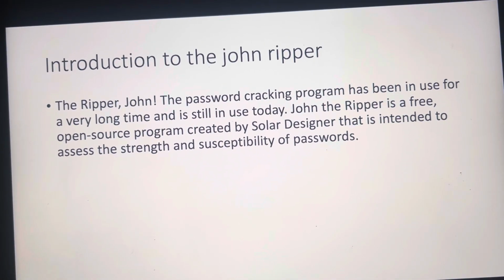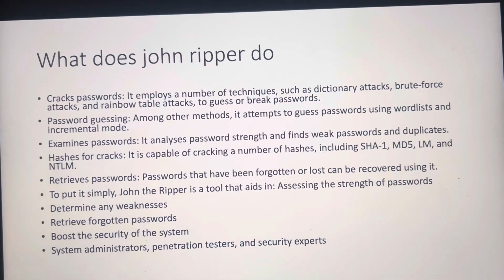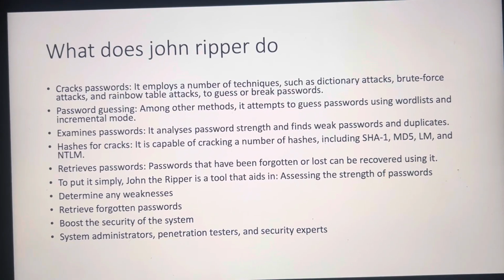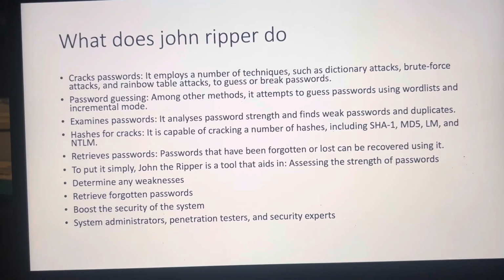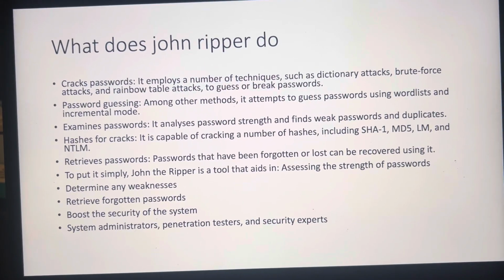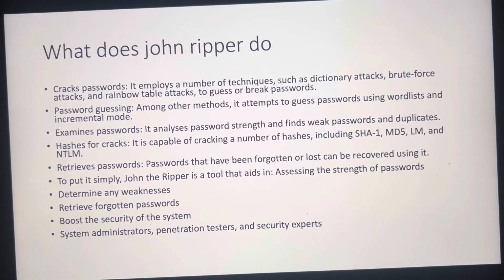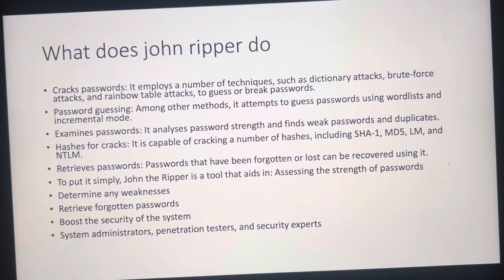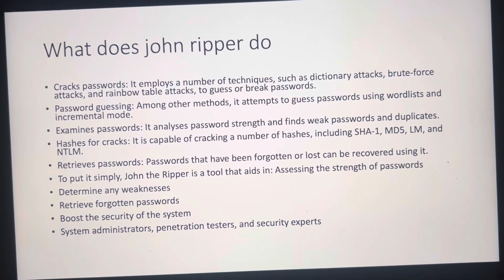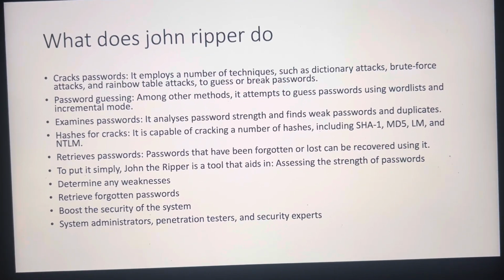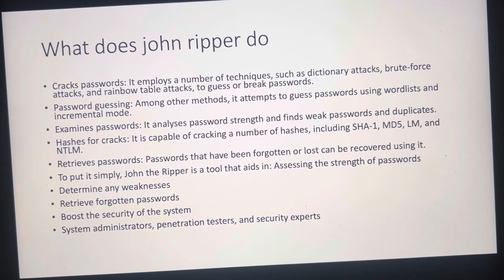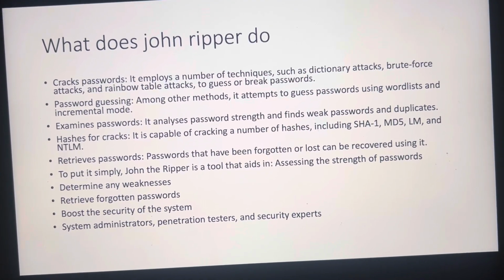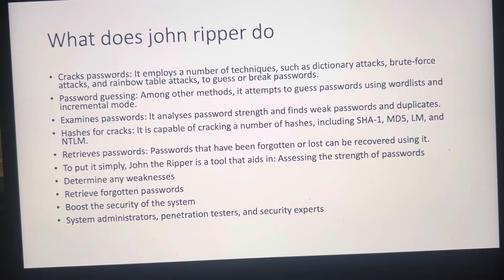What does John the Ripper do? First and foremost, it cracks passwords. It can do this in a number of ways. Dictionary attacks try every word in a list, including common passwords. The second is brute force attacks, which try every possible combination of letters, numbers, and symbols. The next is rainbow table attacks, which use massive pre-computed lists to speed up the cracking.